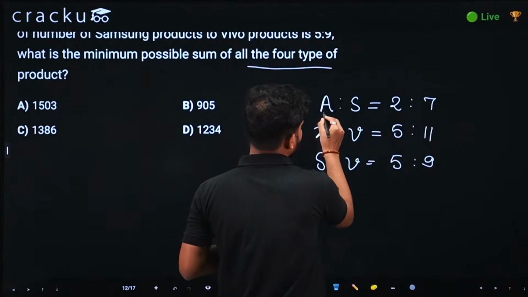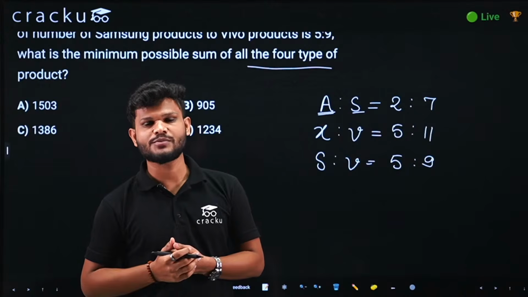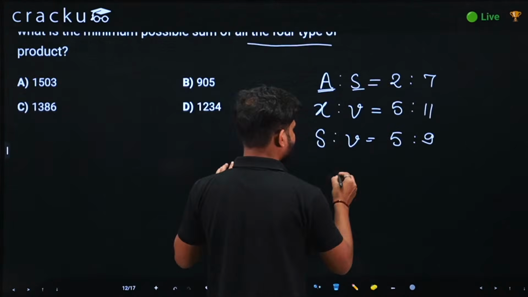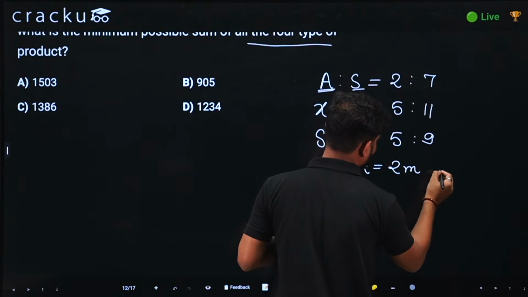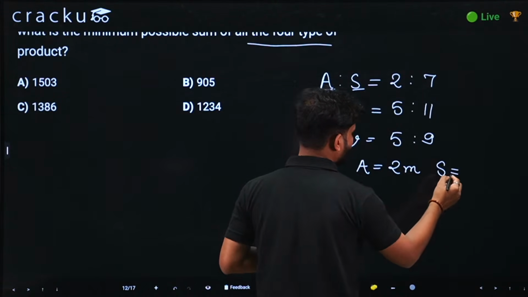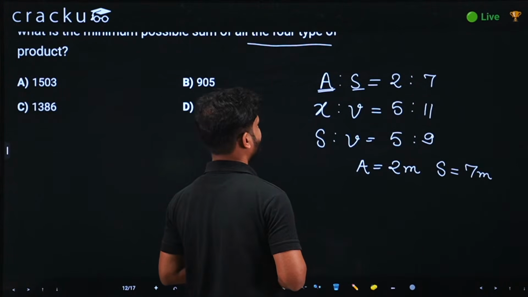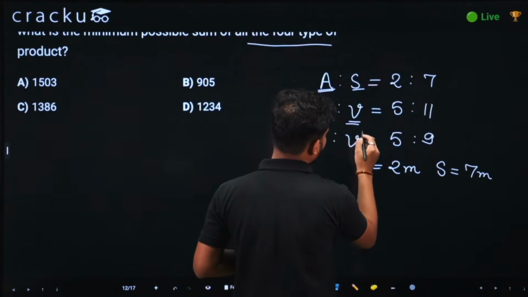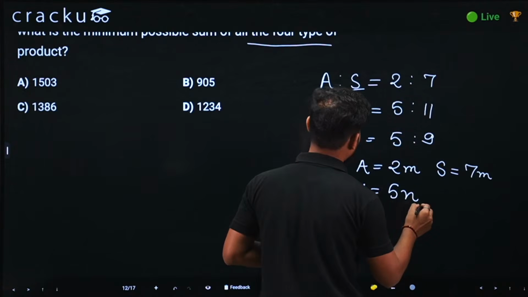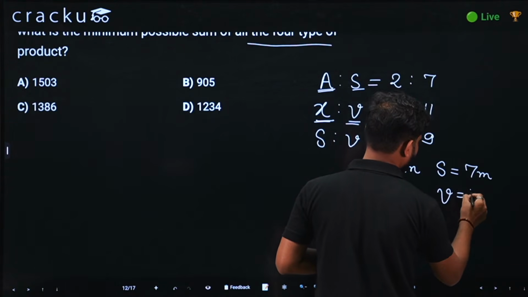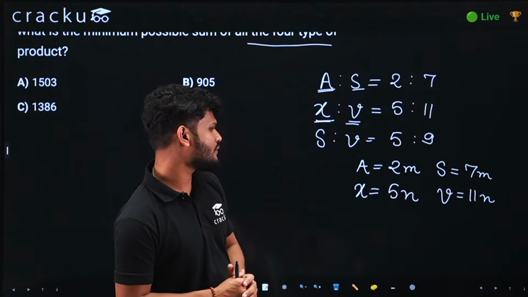Let us say A and S are in the ratio 2:7. To convert them into absolute values, you can say, let A equal to 2 into some multiplier m, and S equal to 7 into m. So A equals 2m, S equals 7m. Similarly, for X and V, X equals 5n, and V equals 11n. Right? Now you got the absolute value for all four products.